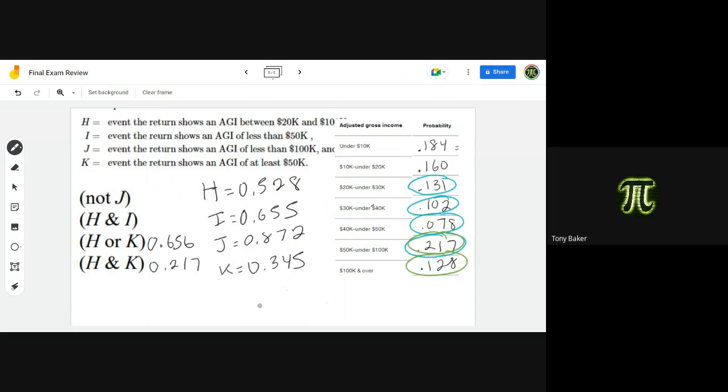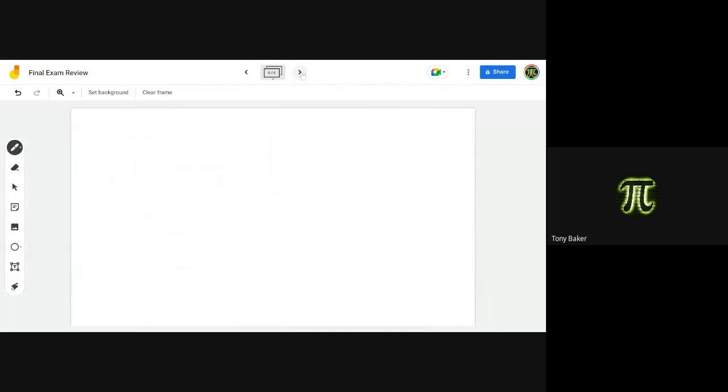All right. Any questions on the probability question? Okay. So it's really just remembering what the ands and the ors mean. The rest of them, I think, are pretty straightforward. Next question.